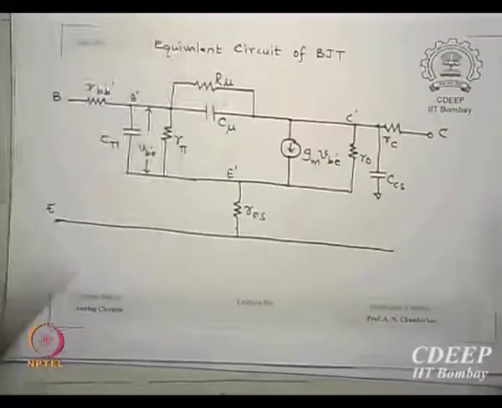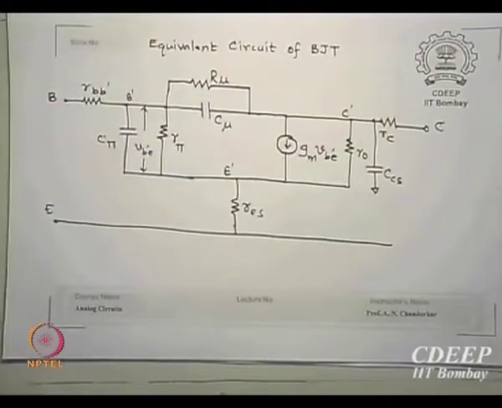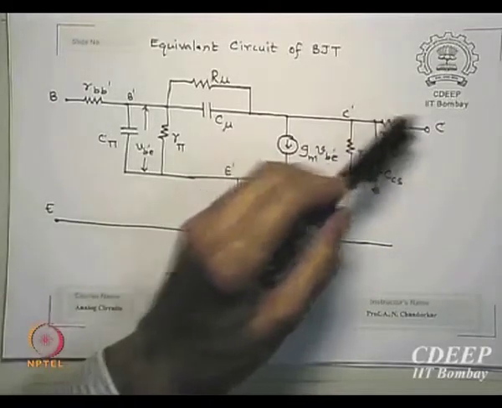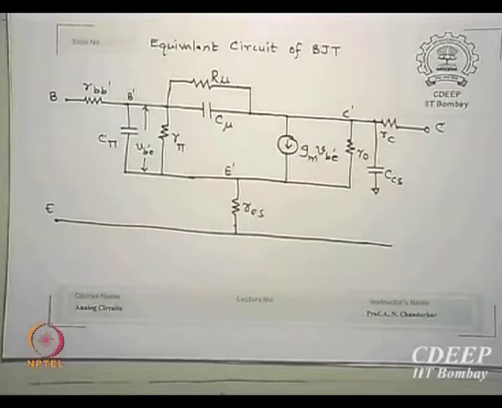Okay, this is the final circuit. You can see we start from the base, the lower side is emitter, this is external collector. So all that we did is the equivalent circuit of a bipolar junction transistor. So all the terms we have derived, is that clear? Every term which I wrote here, I have explained why it is coming and what its value will be.